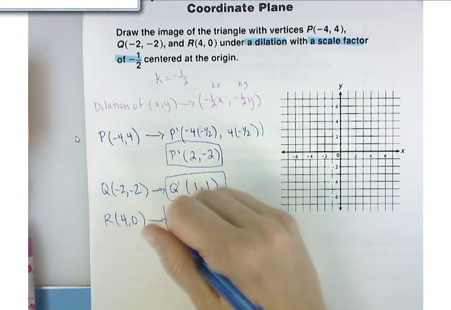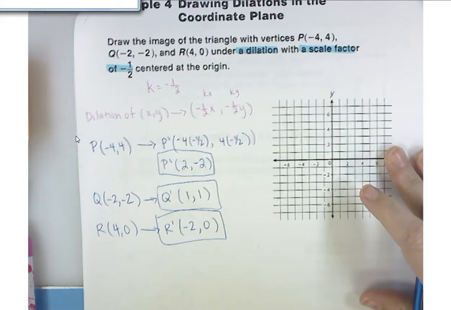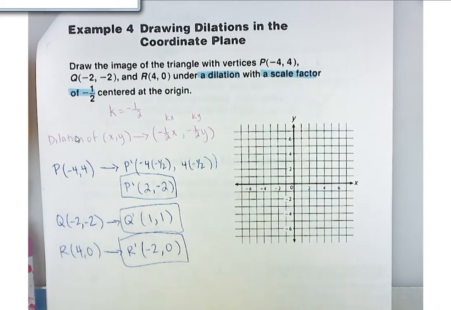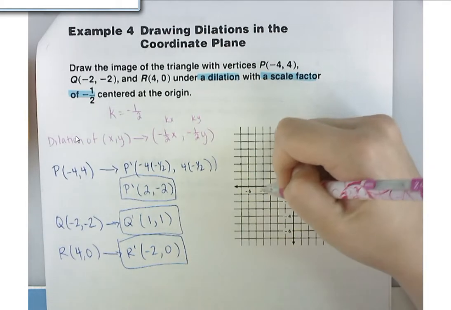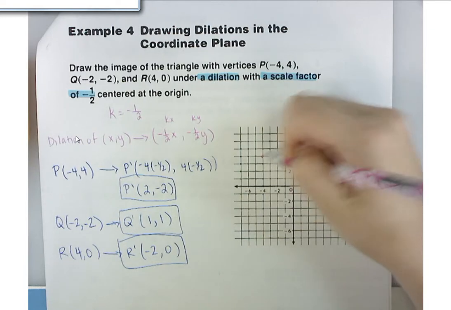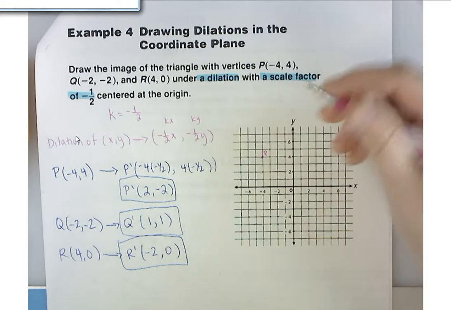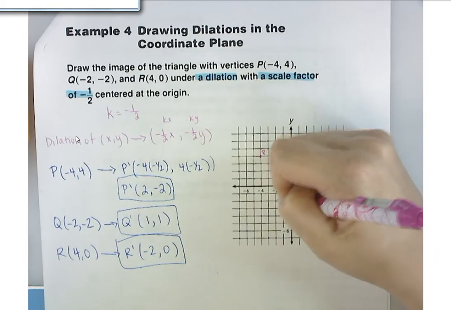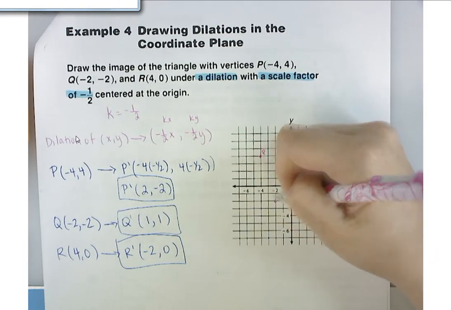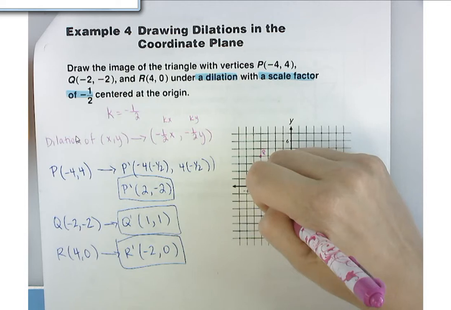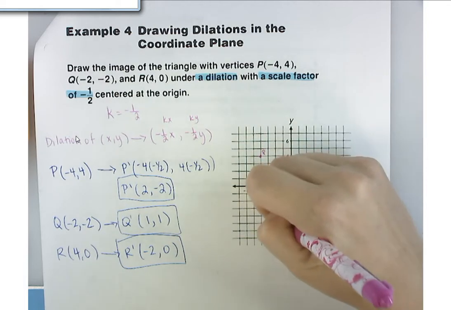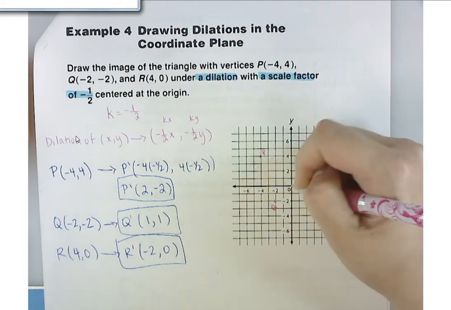And then 0 times anything is just what? 0. Okay, so it says to draw the image of the triangle under the dilation. So we are going to draw both of these. Okay, so the first one, P is at (-4, 4). Now, when you are drawing this, think to yourself how the other one is going to look. So we multiplied by -1/2. So is that going to get bigger or is that going to get smaller? Do you guys know why it's going to be smaller? It's the fraction, right? It has nothing to do with the negative.